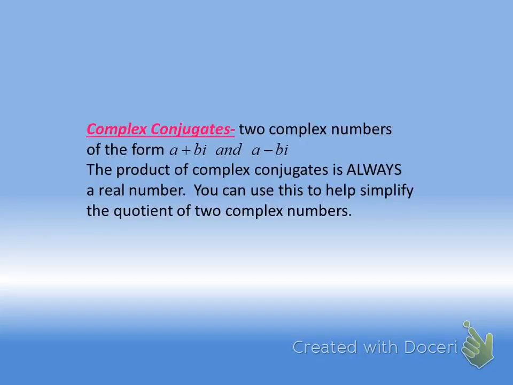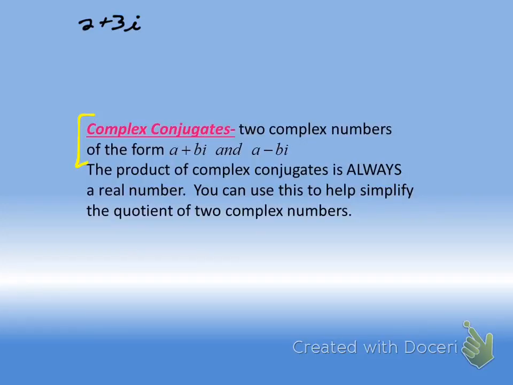All right, so we have a definition. The definition is complex conjugate. Now, complex conjugates are two complex numbers of the form a plus bi and a minus bi. All right, now I'm going to show you this. All right, 2 plus 3i.